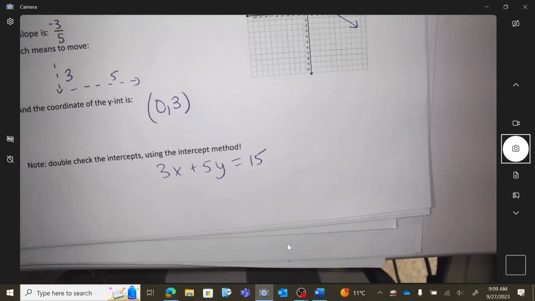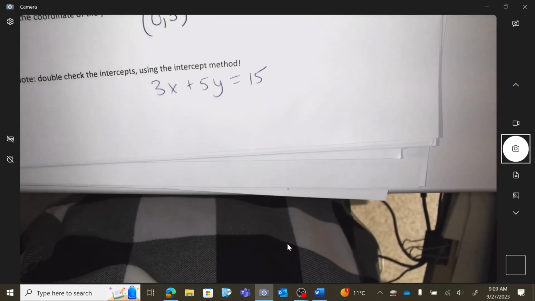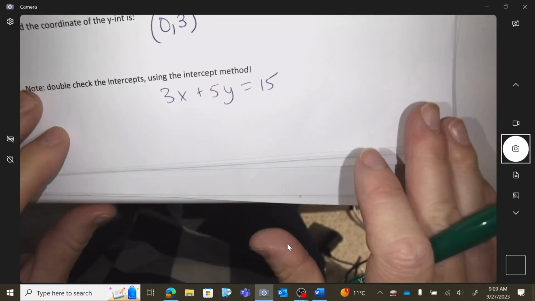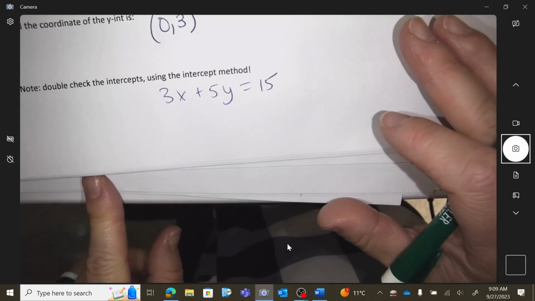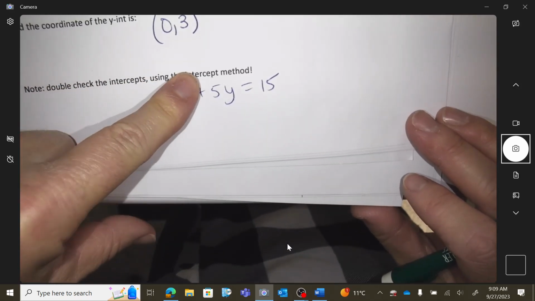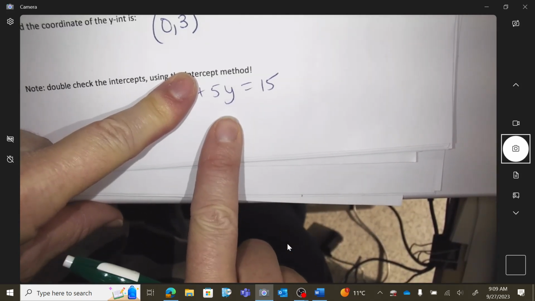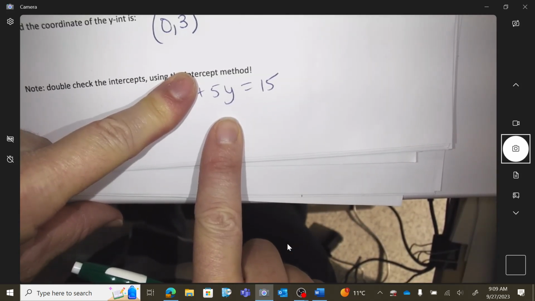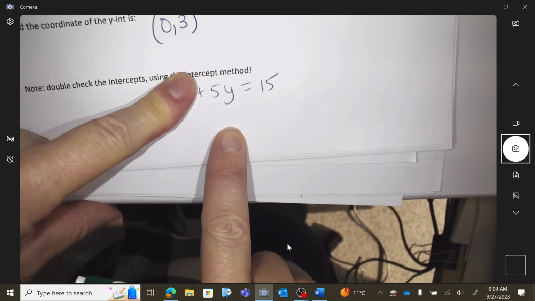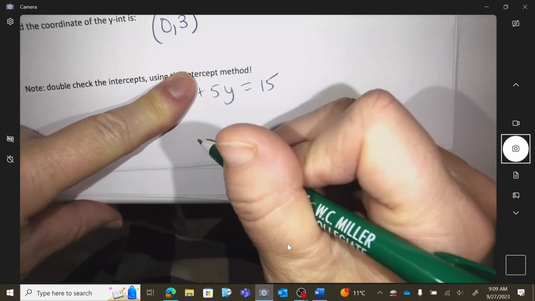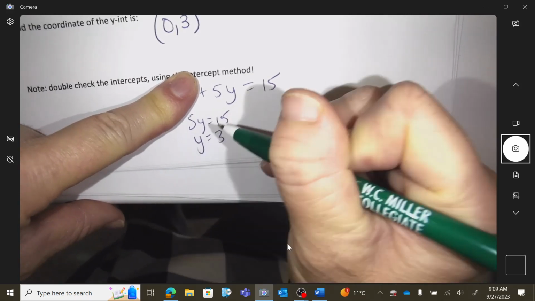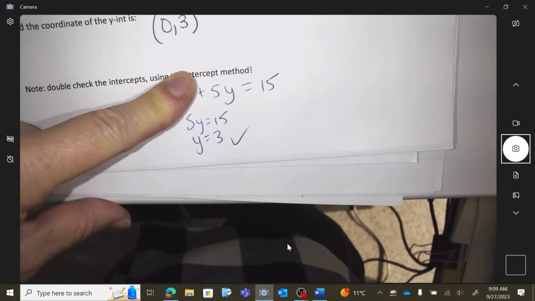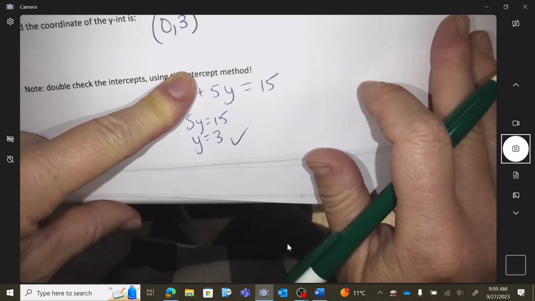Okay, let's just double check using the intercept method here. Okay, ready? I'm going to take turns covering stuff up. So if I don't have any x's, what would y need to be? 5 times 3. Does that make sense? Boom, that is on our graph. We did it. Makes sense on our vision?